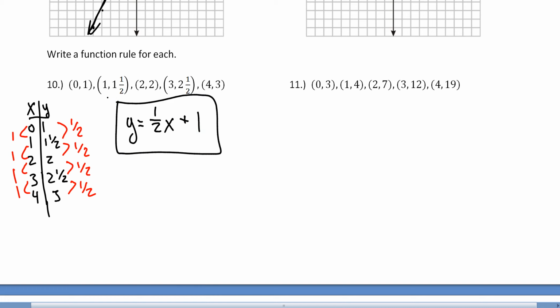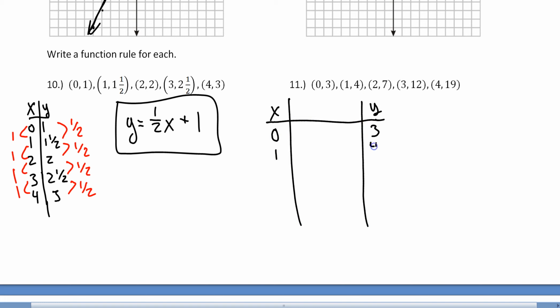All right? And again, once you have that 1/2 x, you can plug values in, and it should help you find out what you need to add in order to make the table true. All right? Same thing with the next one. If you want to think of this in terms of a table, sometimes it's just a little easier to look at that way. And really, I'm going to do an extended table here to illustrate this a little bit better. So I've got my x, and then over here I'll get my y. And then I'm going to do some stuff in between in a moment. Okay? So let's see. I've got 0, 3, 1, 4, 2, 7, 3, 12, and 4, 19.